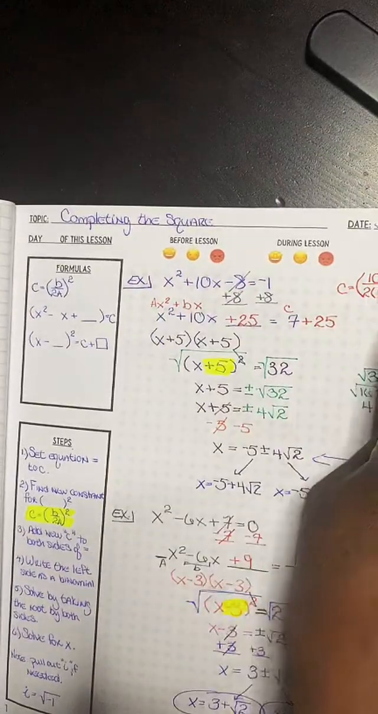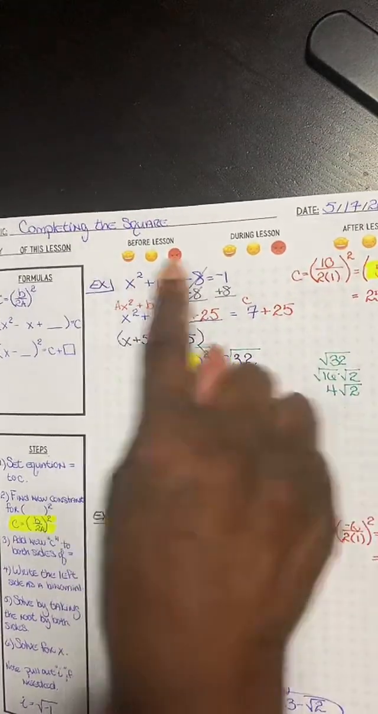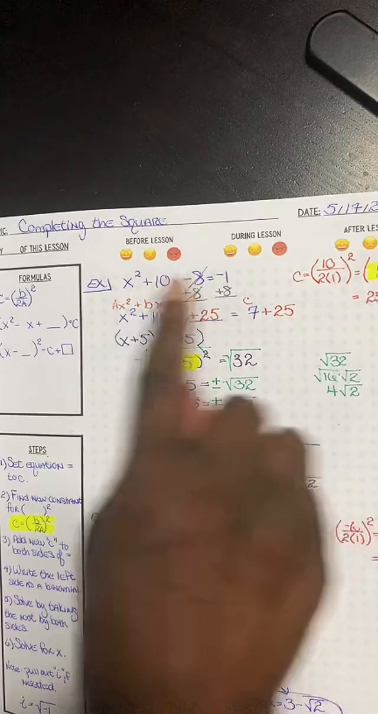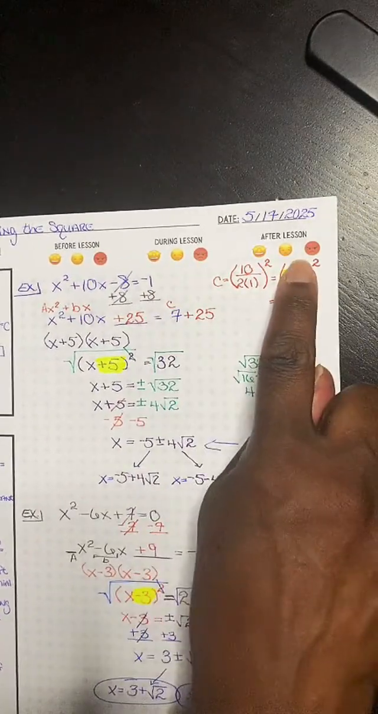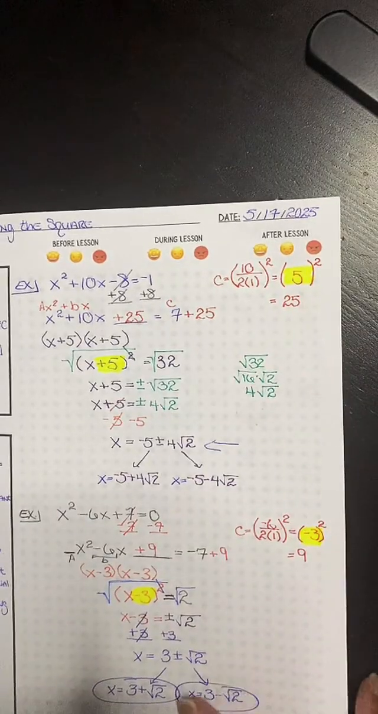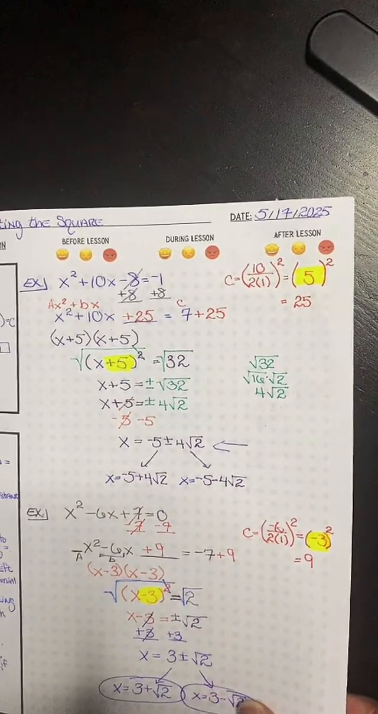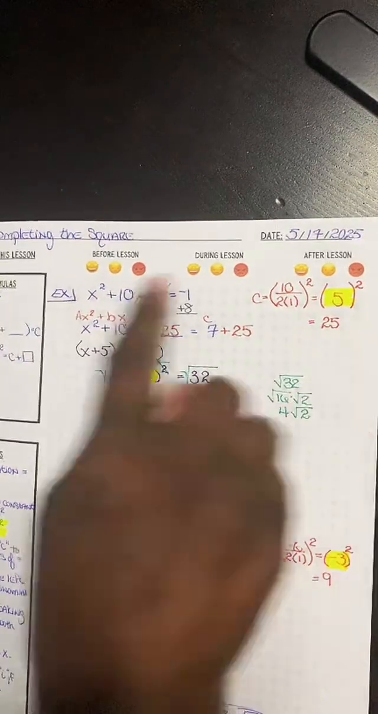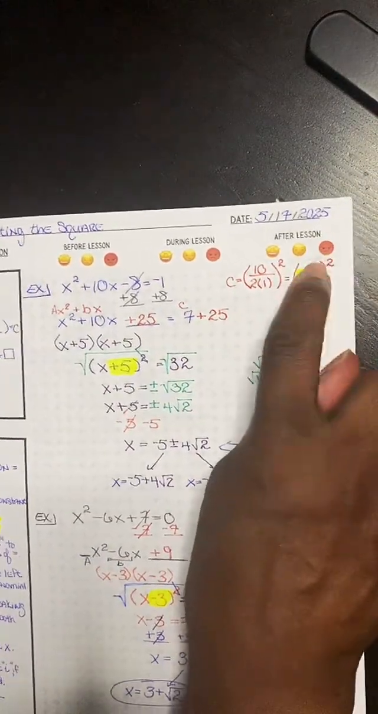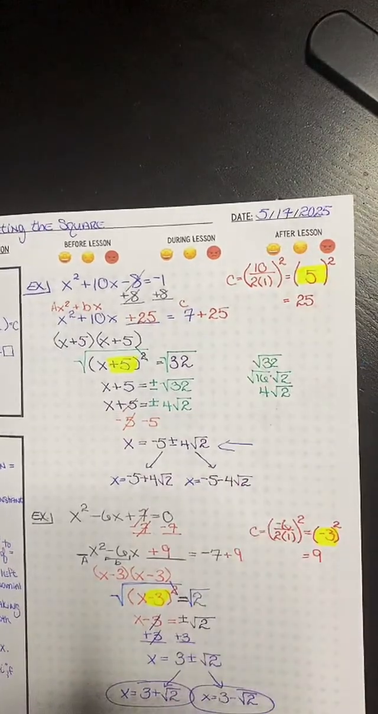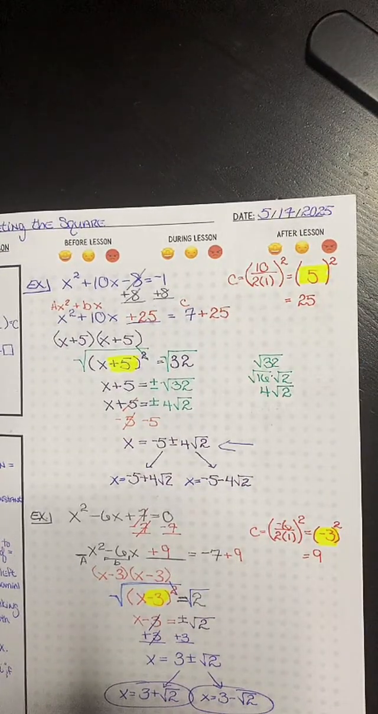Then I like to have the mood tracker. This is great for in the classroom or even homeschooling. How did you feel before the lesson, how did you feel during the lesson, and how did you feel after the lesson? So you can kind of do some kind of mental check-in. I remember one student I had in the classroom, she told me that this saved her life. So I'm always using it.